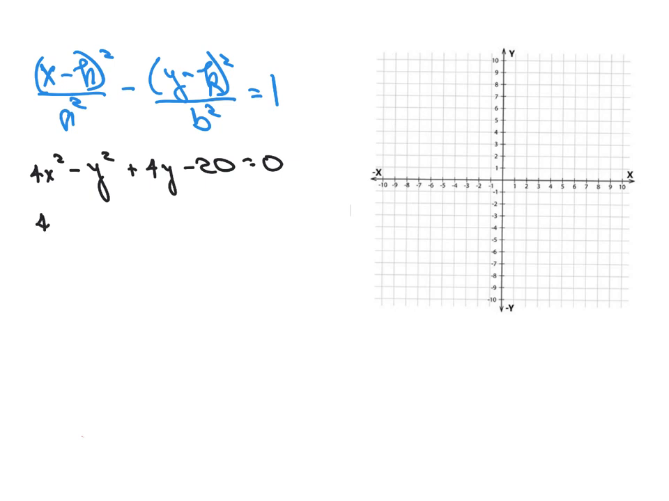So the thing is, we only have a 4x squared. We don't have an x, so that's going to stay the same. And y squared, we have our plus 4y. Those are next to each other. We're going to move our 20 over. Okay?